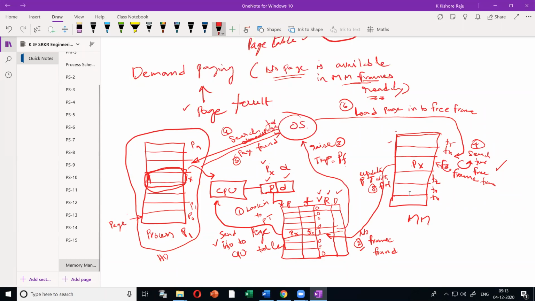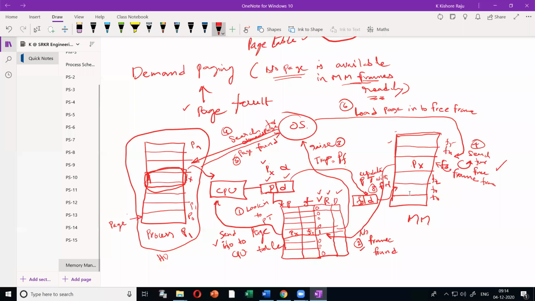Once the valid bit is set to 1, immediately send information to the CPU that yes, your requested page is now available in frame number 3. Then, same with the PX, again it will look into the page table. Then the frame number will be generated. So now frame number F3 and the offset will be transferred as it is. Then with the help of this offset, it will look into the main memory.